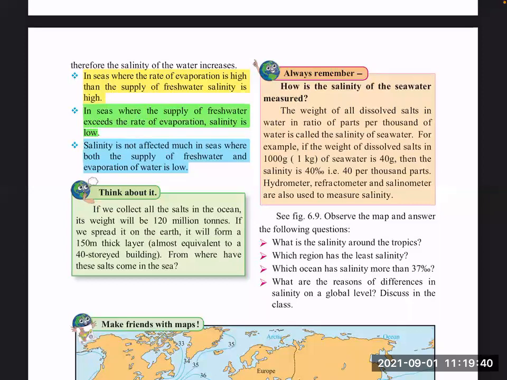In 1 kg of seawater, there are 40 grams of salt. So the salinity of the seawater is 40 per thousand. Okay, 40 per thousand parts. The hydrometer, refractometer, and salinometer are also used to measure salinity. Okay, why do we measure the salinity?